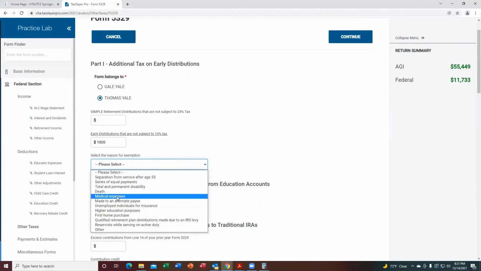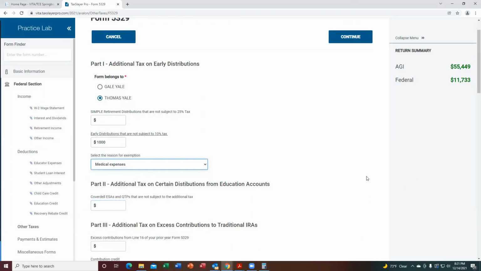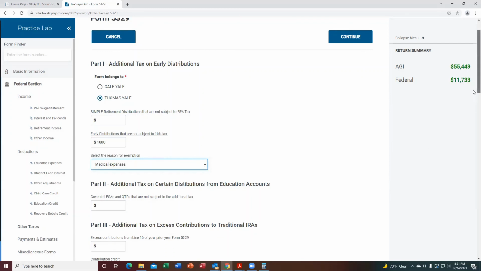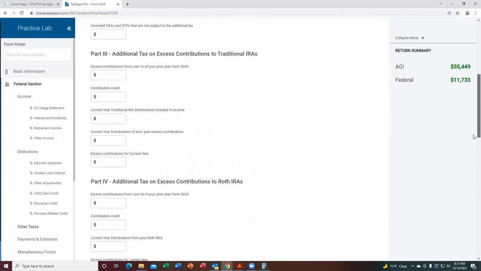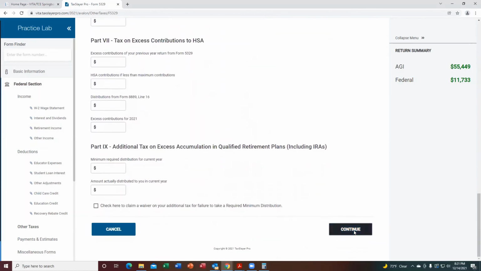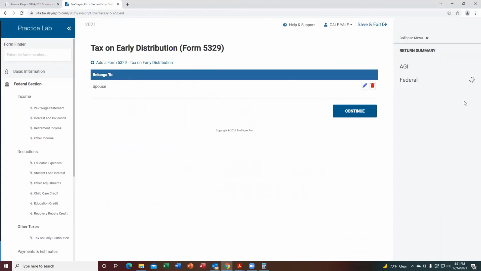And so here, we're going to relate it back to the medical expenses. And again, let me go back here. Yeah. So that's all that I need to complete there at the top. And I'm going to continue. And that should go up by $100. And it did go up by $100. So it was $11,733. Now it's $11,833. So it gives them back the $100, which was the 10% that was being assessed.